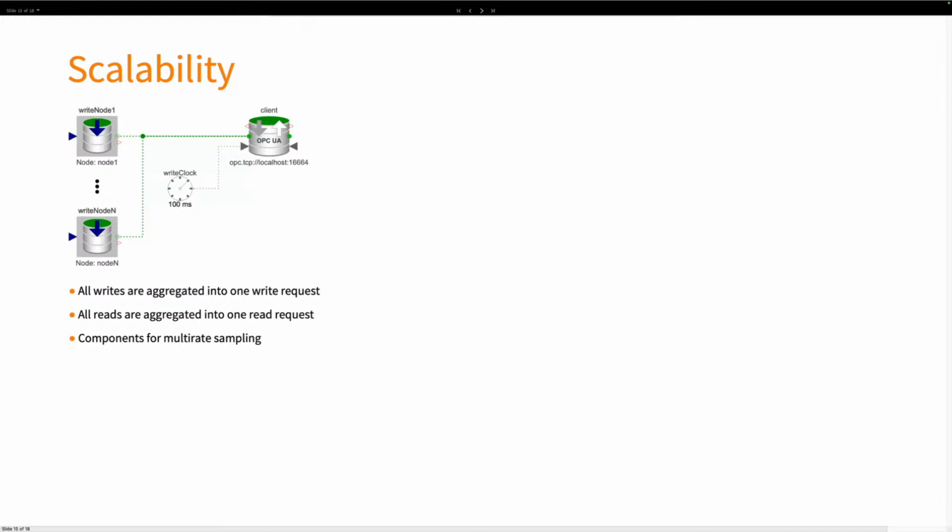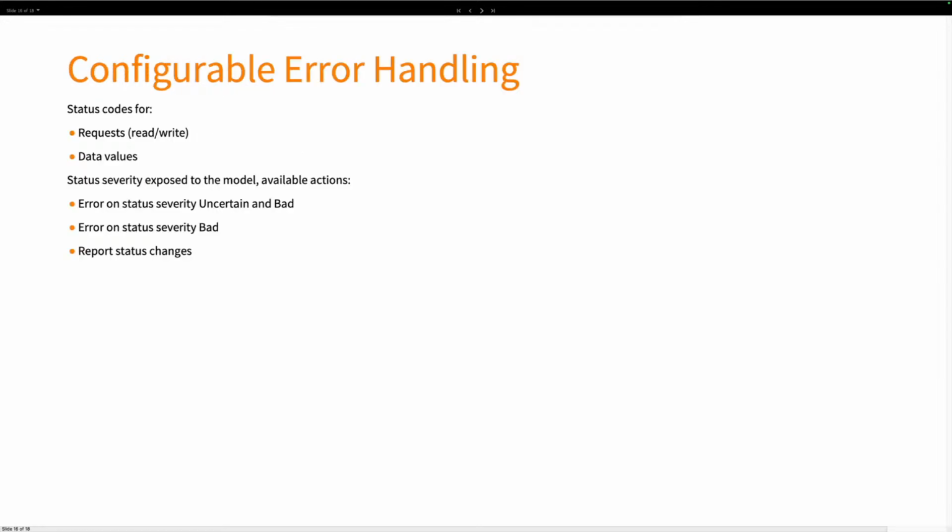In some cases, you might want to sample different nodes at different rates for various reasons, and there are special components in the library for facilitating that use case as well. So let's move on to error handling. In OPC UA, status codes are used for indicating the state of a request and the quality and state of a data value.